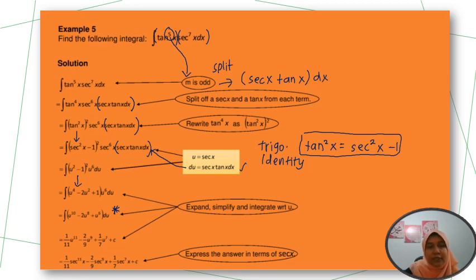Okay, then we can simply integrate this function. Let me check this answer. Okay, the final answer you have to substitute back u with secant x. The final answer.